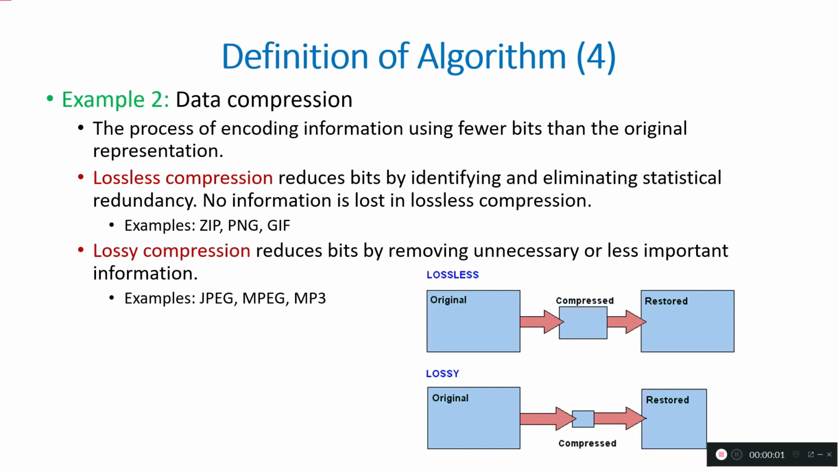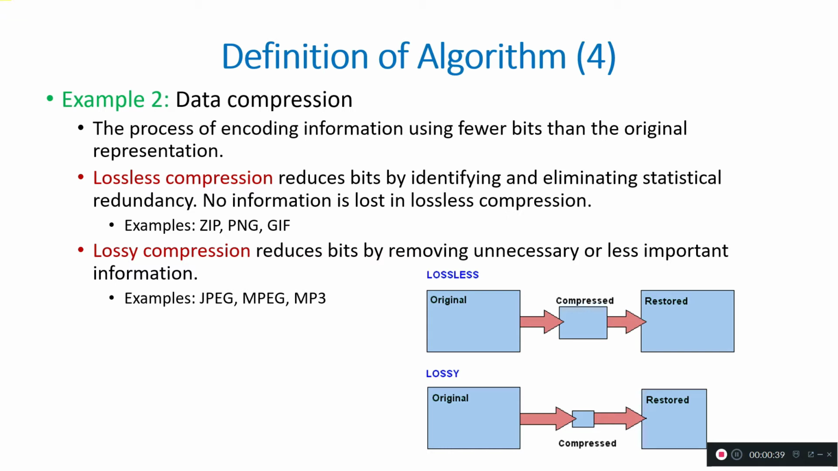The next example refers to data compression, which is a process of reducing the size of the original data by representing it with fewer bits. The data compression techniques that are mainly used can be classified into two types: lossless and lossy methods. The difference between these two methods is shown in the picture over here. In the lossless method, the original data is compressed into a smaller amount, but upon restoring, you get back the original data without losing any information.